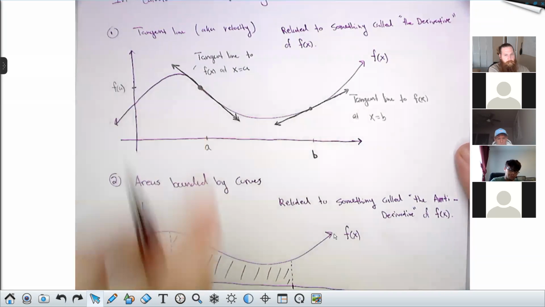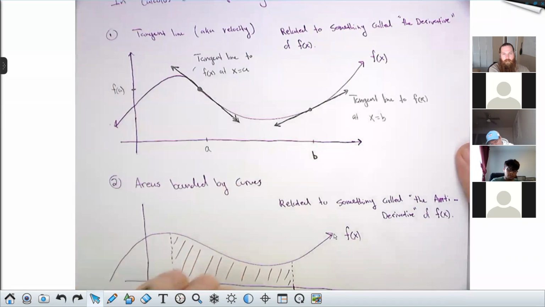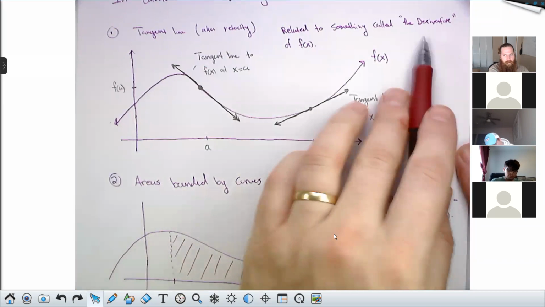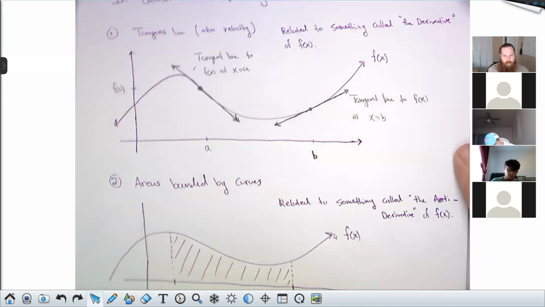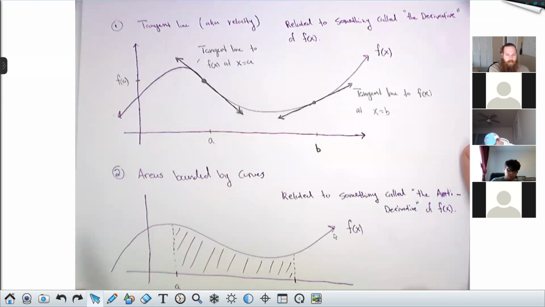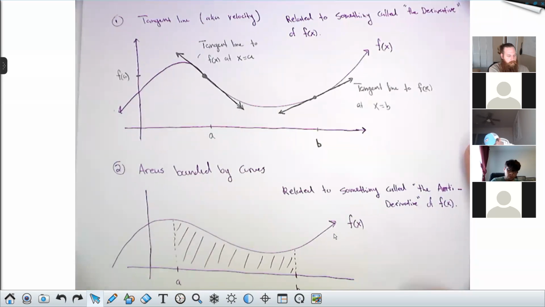So while they might seem like totally different things, it turns out that through this calculus operation called differentiation, or the derivative, they're really intimately related. And the thing that connects the two of them is called the fundamental theorem of calculus.